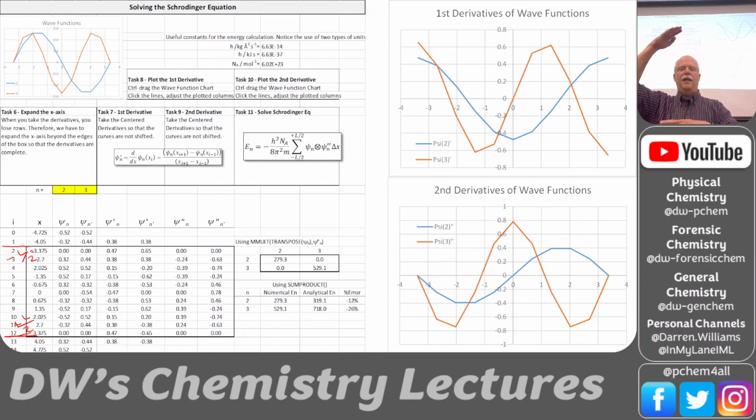But we had to expand it, and we're going to talk about that in a sec, to get the center derivatives. Every time we take a derivative, we lose a row. So we lose these first two data points when we take the derivative, and we lose those two data points when we take the derivative again. So we've got psi double prime of n, psi double prime of n prime, and here's our psi n and our n prime.